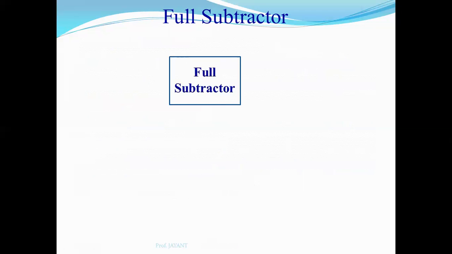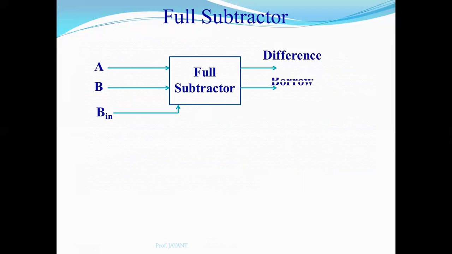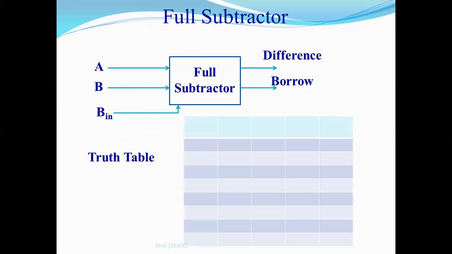So this is a simple block diagram for a full subtractor. A, B, and borrow in are the inputs, and after subtracting we get difference and borrow. Now the truth table for that 3-bit full subtractor: A, B, B in are the 3 inputs, and difference and borrow out are the 2 outputs.